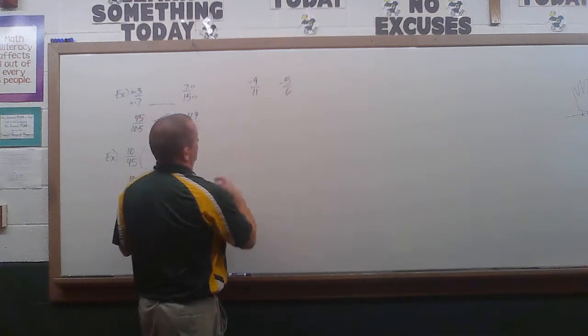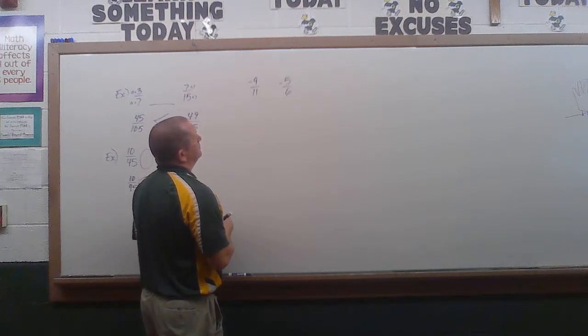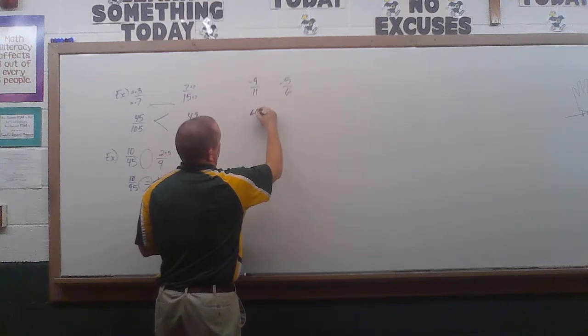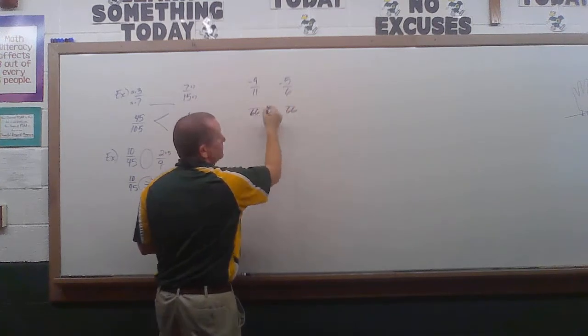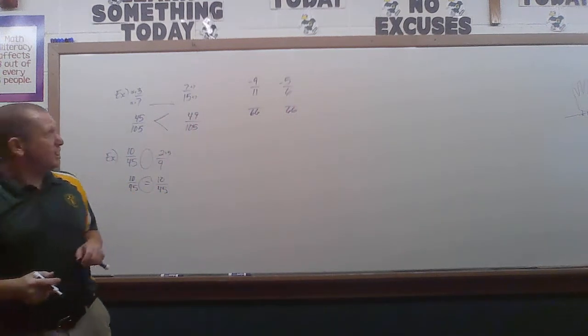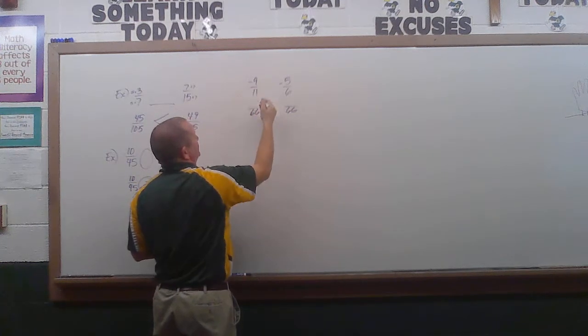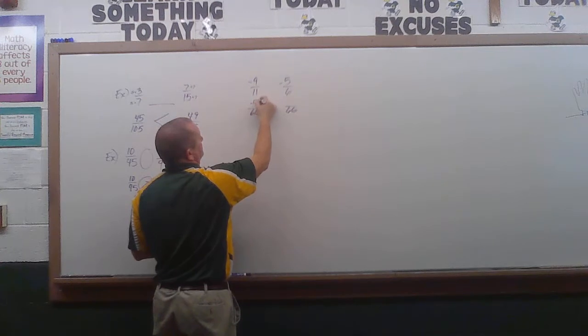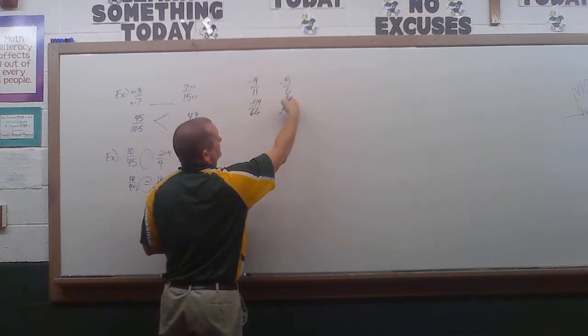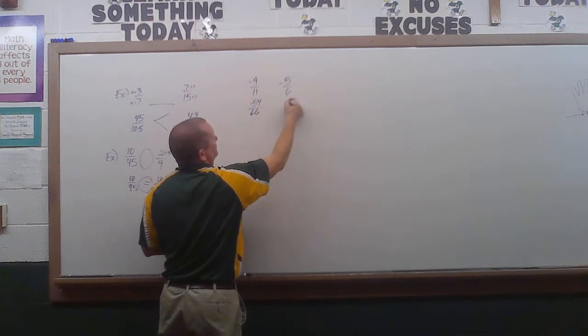So, what'd you use for a common denominator? 66. Anybody else use something else? Any different? Okay. 11 times what? 6. So negative 9 times 6? 6 times 11 times negative 5?